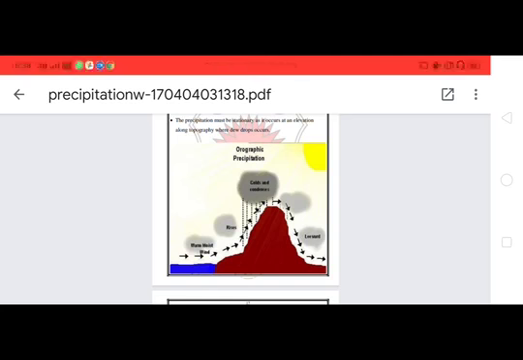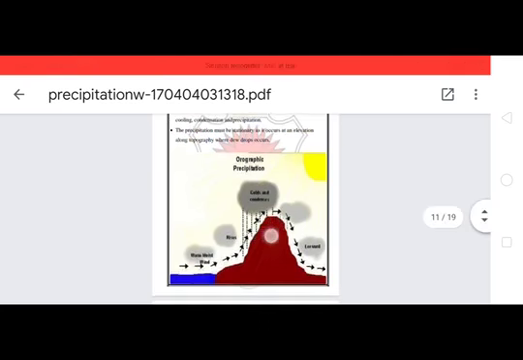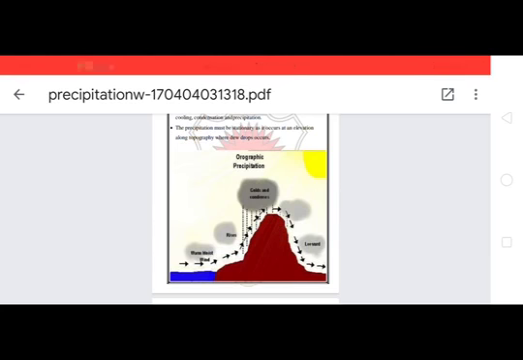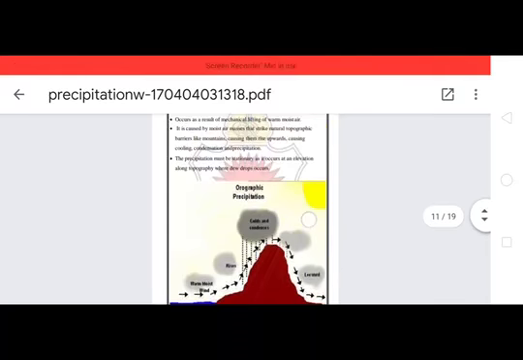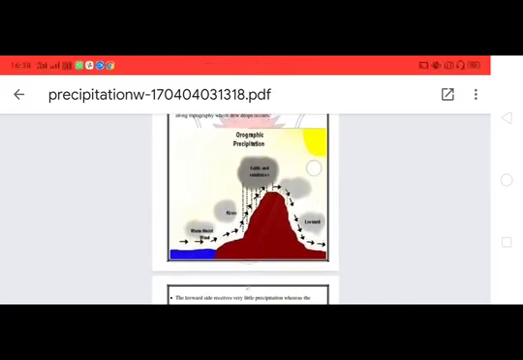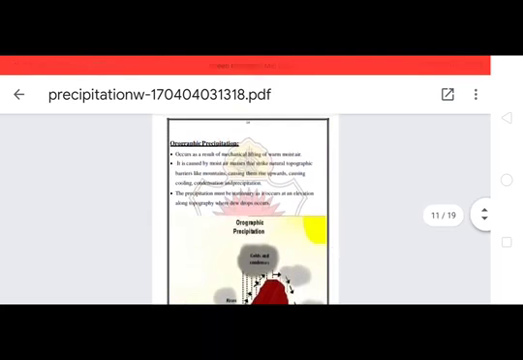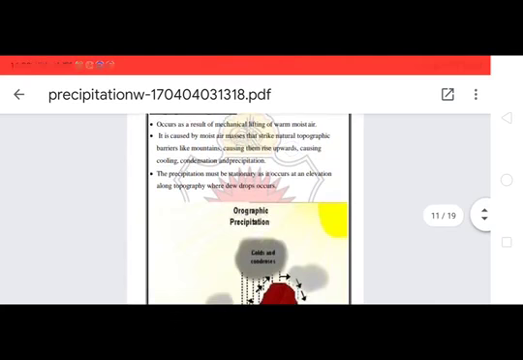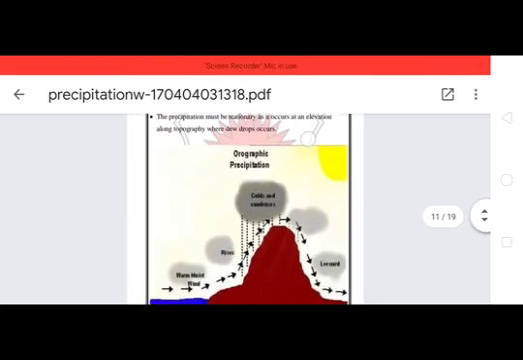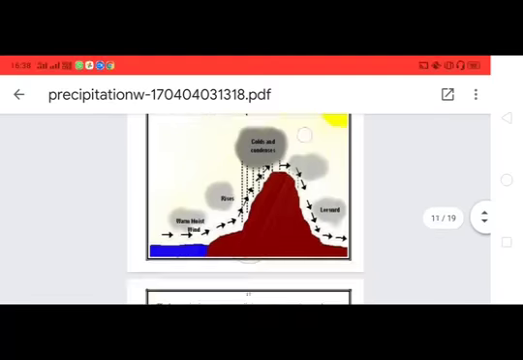On the upward, windward direction, condensation occurs, and most of the precipitation occurs here. In India, Cherrapunji is one of the great examples of this type of orographic precipitation. Some important points are also discussed here in detail. So these are the causes behind orographic precipitation.